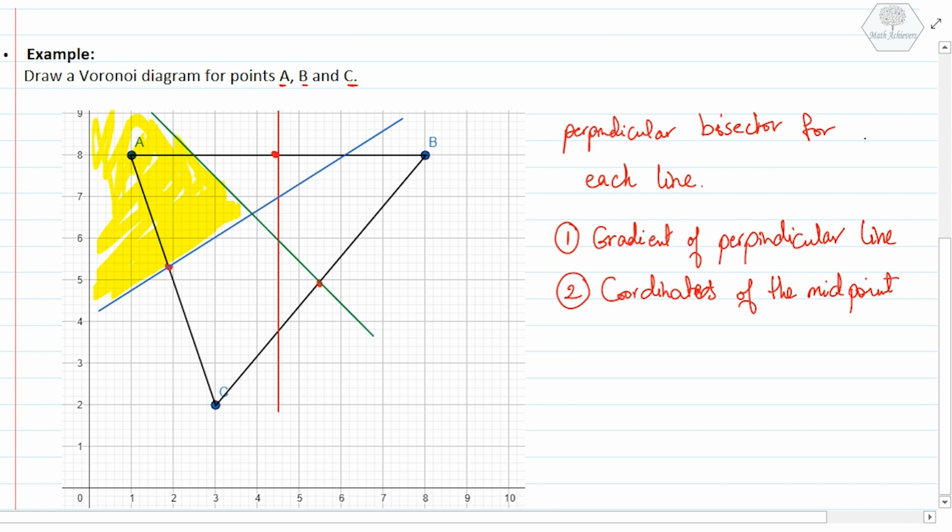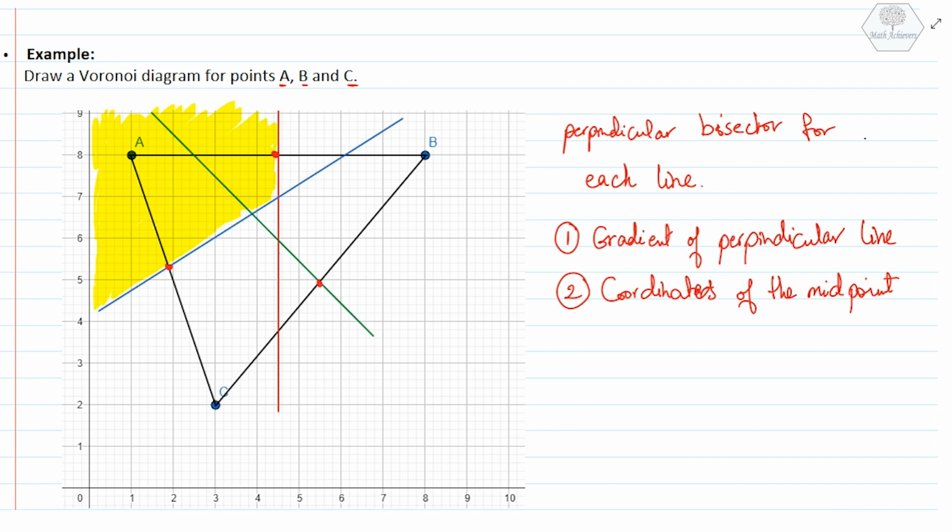And also, where are the areas that are closer to A than B? It's to the left side of the red line, which is the perpendicular bisector between these 2 points. So the area shaded in yellow is where I have all the points closer to site A than any other point. I will repeat the same thing for site B and site C.